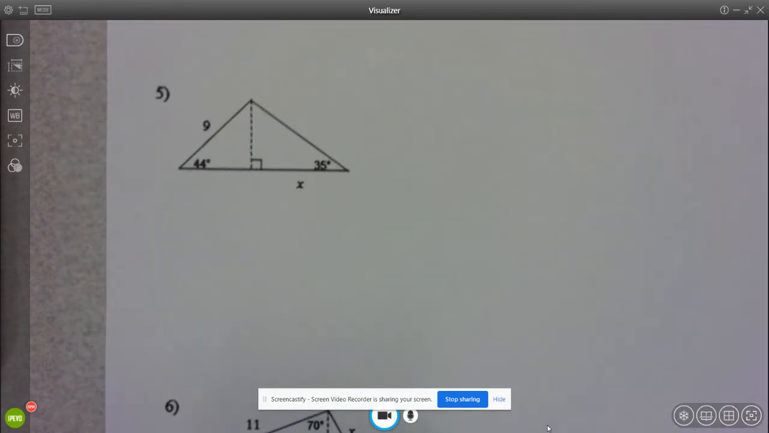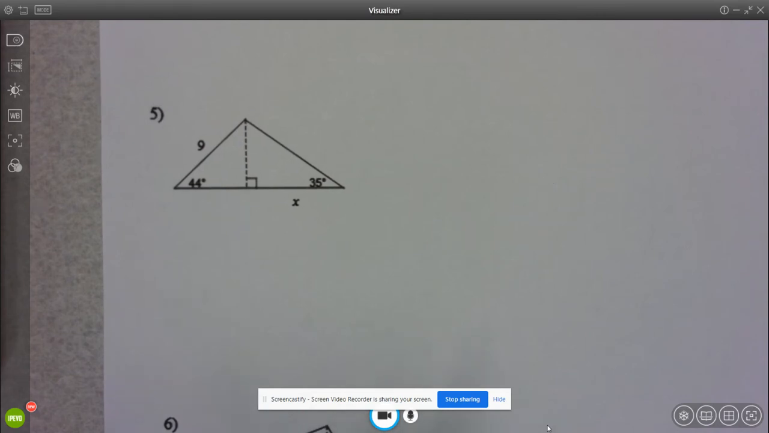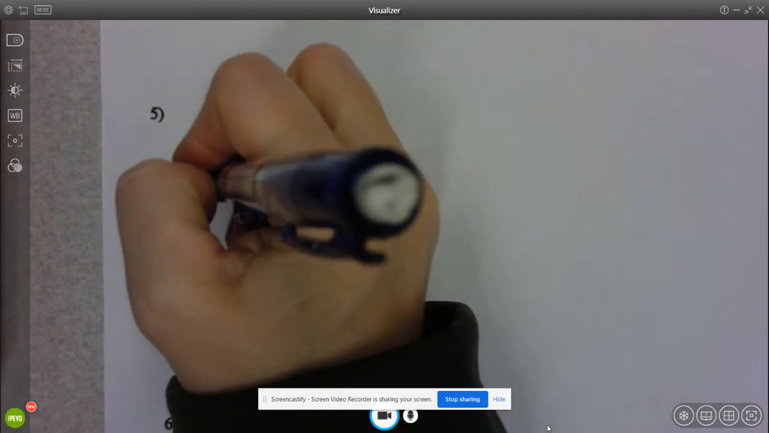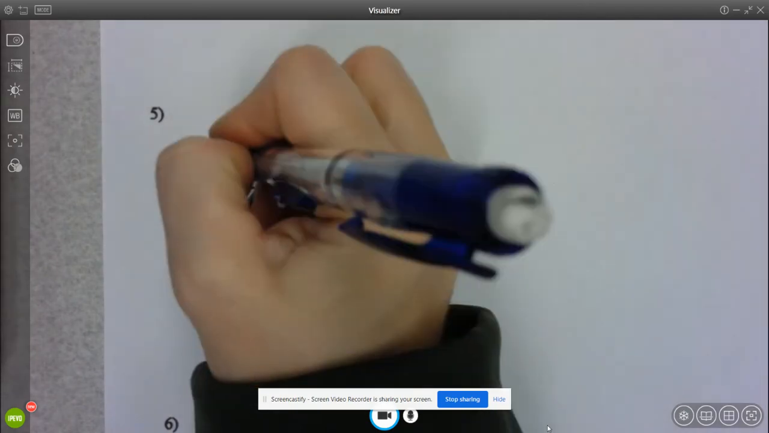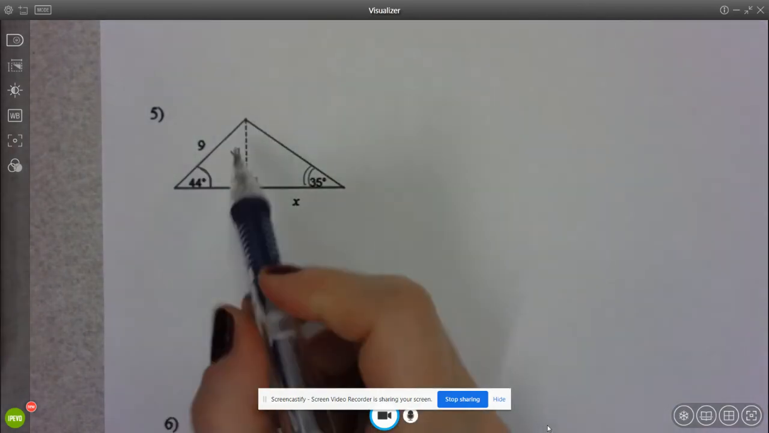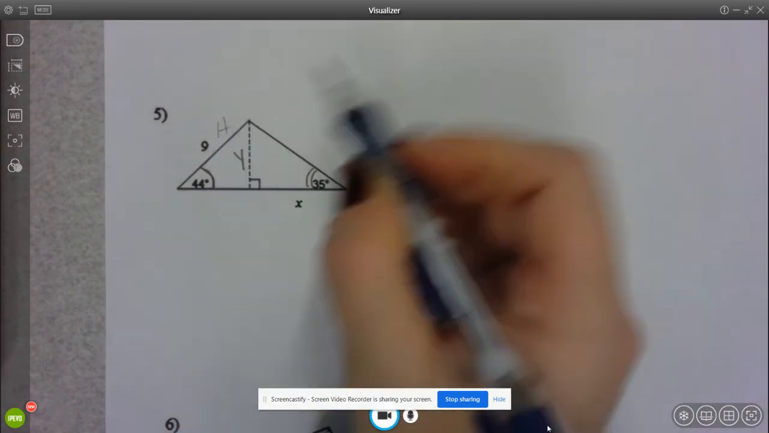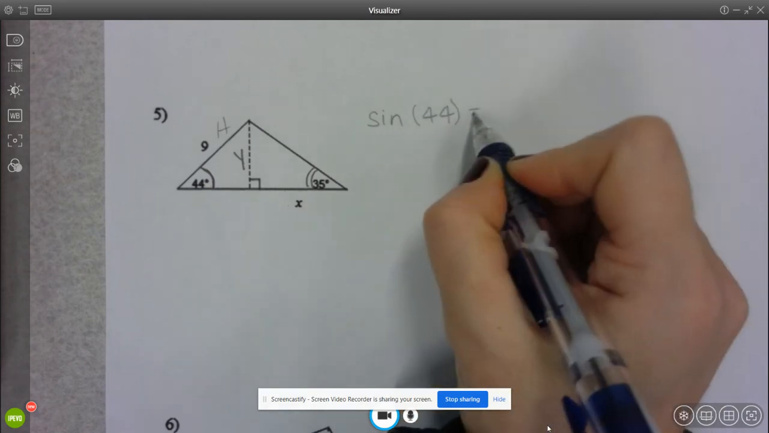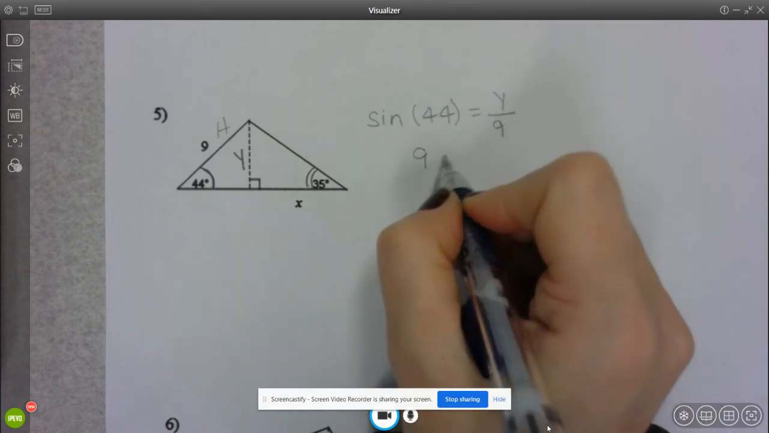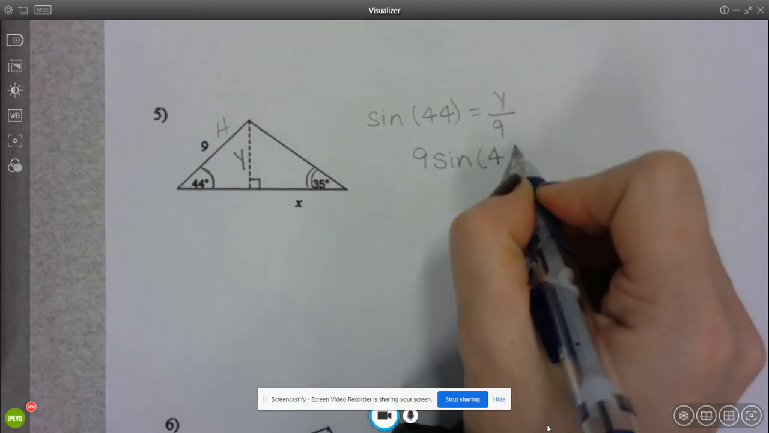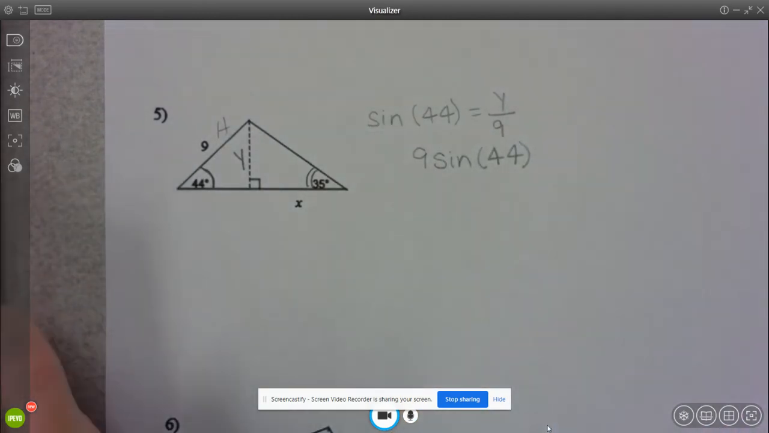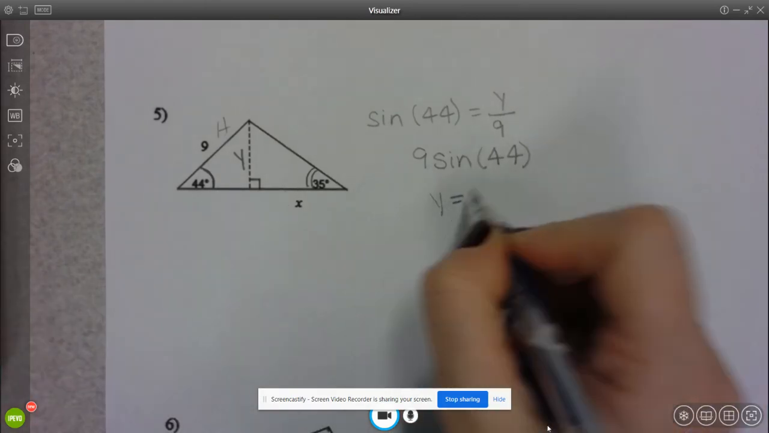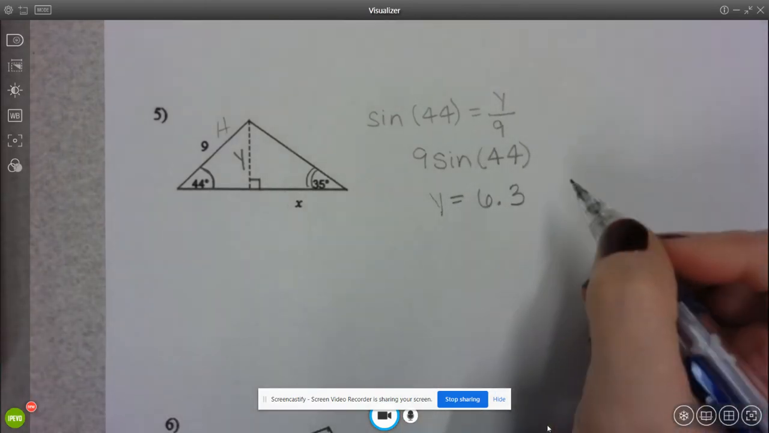Same thing. Hit pause. Try number 5. When you get an answer, come back and then double check. All right. Opposite and hypotenuse again for 44. So we've got 9 times the sine of 44. So y is 6.3.